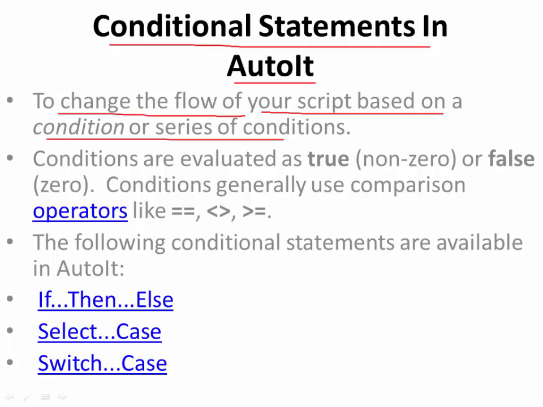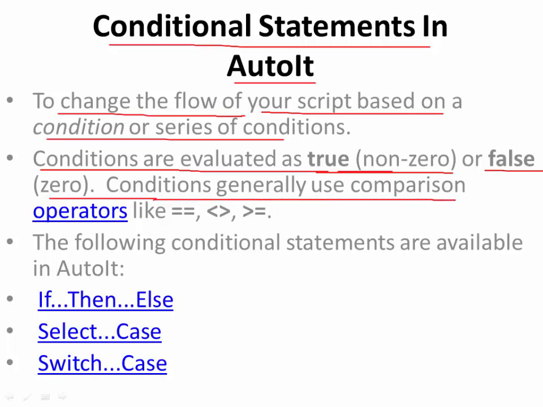Here we have two types of condition values: a condition is evaluated as false if it is 0, and true if it is 1. Conditions generally use comparison operators like double equal to, not equal to, greater than or equal to, and smaller than or equal to. There are a lot of comparison operators, so we use them in conditional statements.